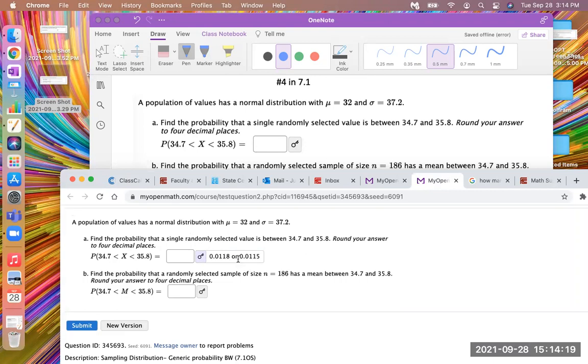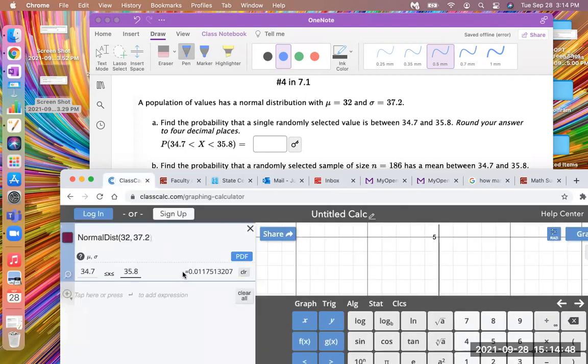Okay, if you do these calculations with some statistical methods, I think they're saying these two answers are this one or that one. I'm thinking, depending on the method that you used, you might get a slightly different answer, just a little bit, but it's close. So our answer is 0.0118.